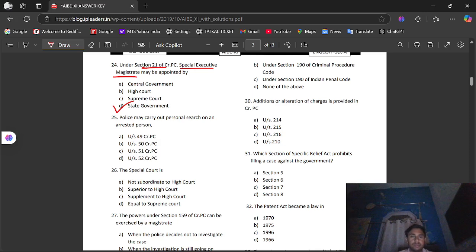Question number 25. Police may carry out personal search on an arrested person. Option A, under section 49 CRPC, option B, under section 50 CRPC, option C, under section 51 CRPC, option D, under section 52 of CRPC. The right option is option C, which is under section 51 of CRPC. So on the basis of section 51 of CRPC, police may carry out personal search of an arrested person.